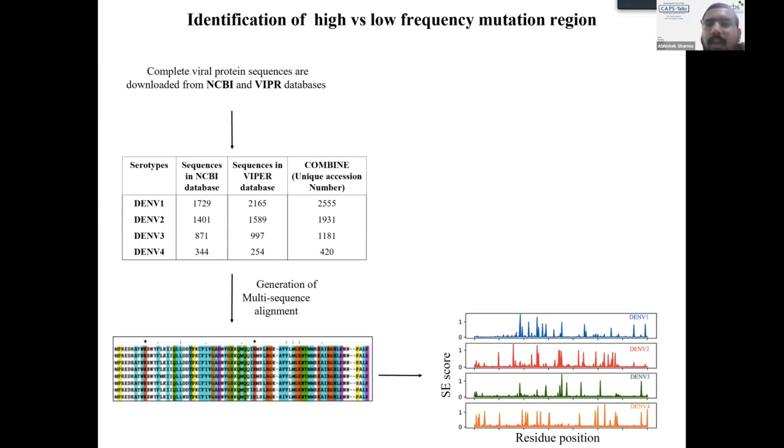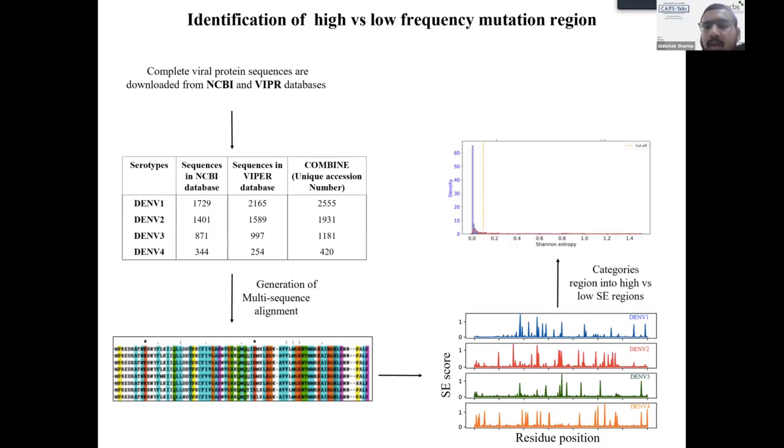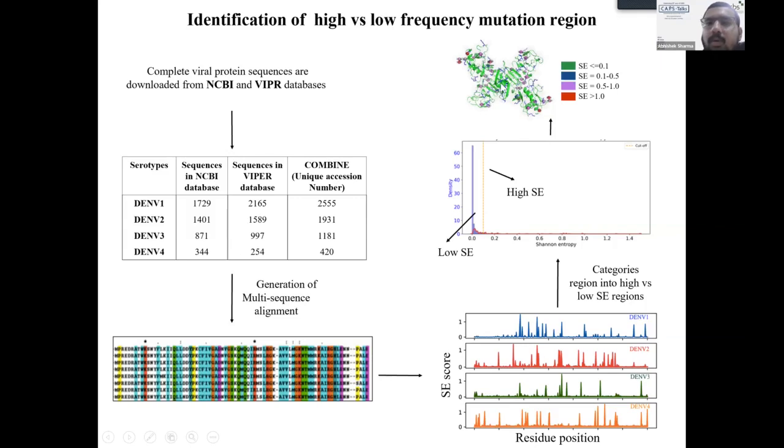Now, to classify which region is more diverse than others, we first studied the distribution of Shannon entropy scores, and we can see that the majority of the sequence or regions are highly conserved. Some of them are present in the high SE regions. So we used this cutoff to classify the regions of NS1 as low SE. Low means highly conserved, followed by high SE, which means highly variable in nature, which you can see in this structure. The maximum of the structure is green, suggesting that NS1 is conserved, as per the literature, and we can see some of the highly variable regions.